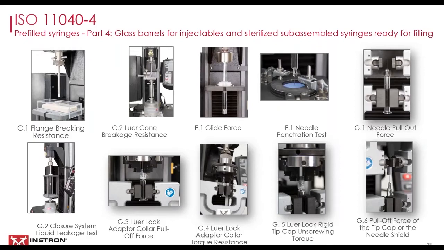These fixtures have a modular design to minimize the parts needed to satisfy the complete requirements of the standard. Several of these tests have a torsion component, including the lower lock adapter collar pull-off force and torque resistance. These fixtures are all compatible with the torsion add-on accessory that we'll discuss later. Pre-configured test methods are available in Blue Hill Universal's Biomedical Applications module. These give users a head start on testing. The torsion add-on and the modular design of the fixtures make it possible to perform the complete test suite on one system.